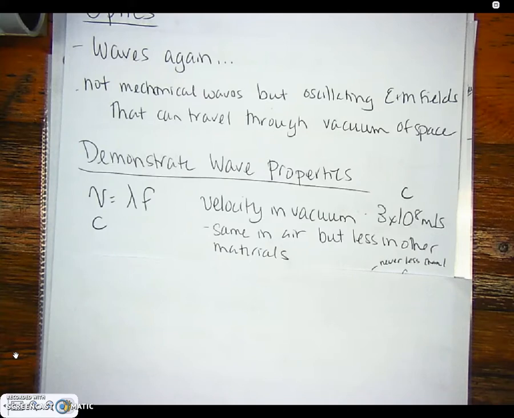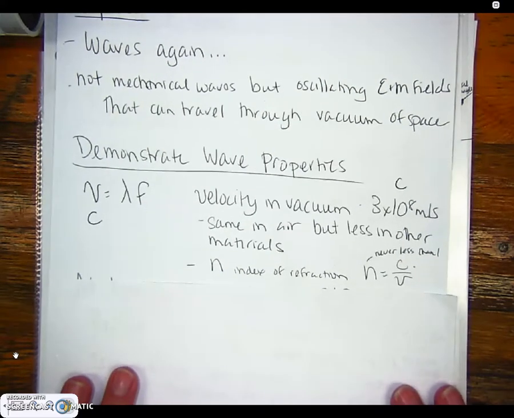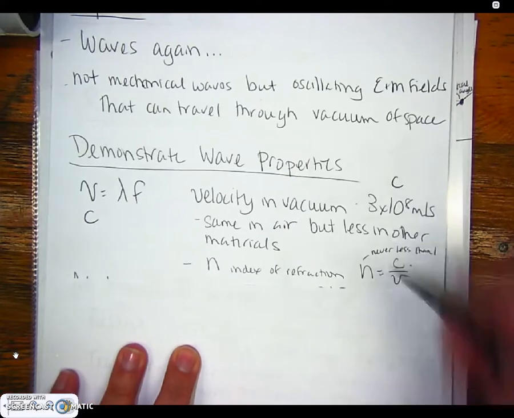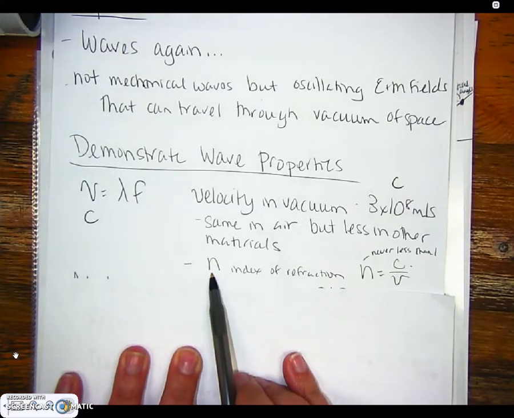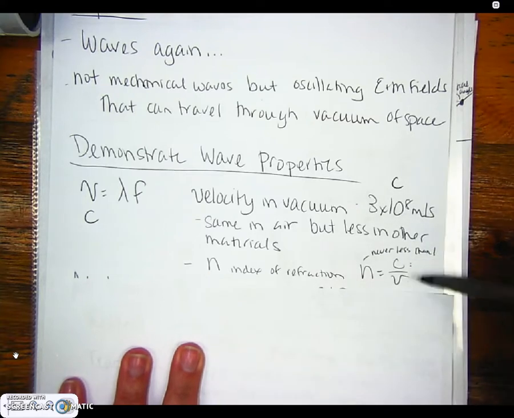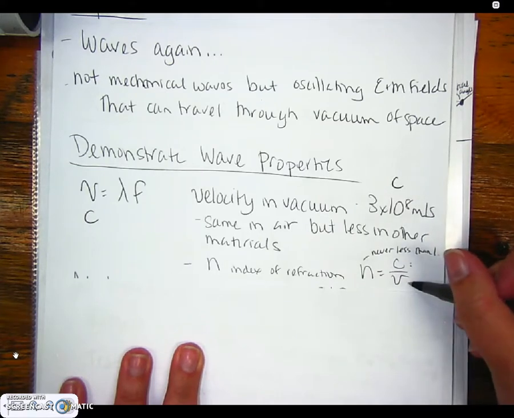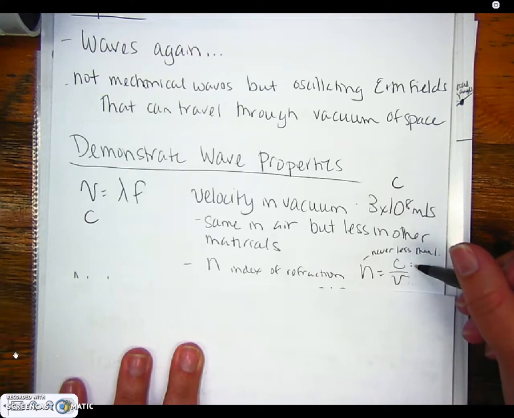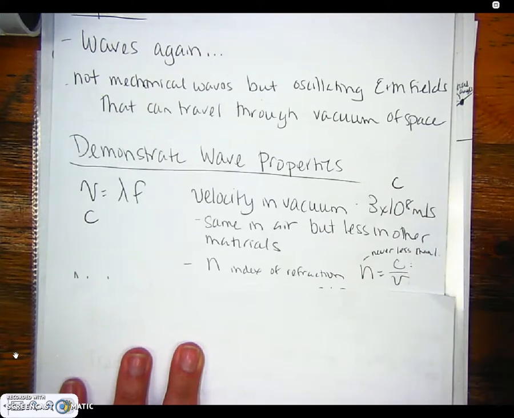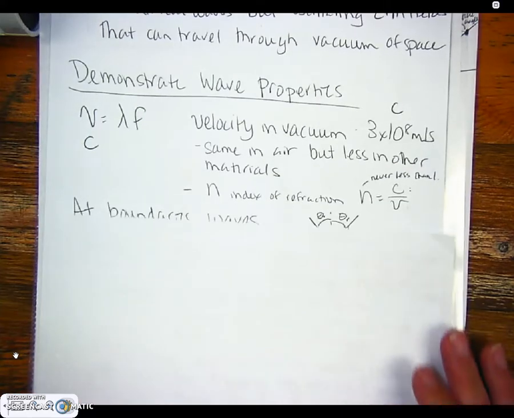In order to determine the ratio of the speed of light in a vacuum to the velocity in a new medium, that ratio is called the index of refraction, which is given a letter n. So it's the speed of light over the velocity. n can never be less than 1, because you can never have a velocity in a new medium that's greater than the speed of light, so this fraction would never be anything less than 1.